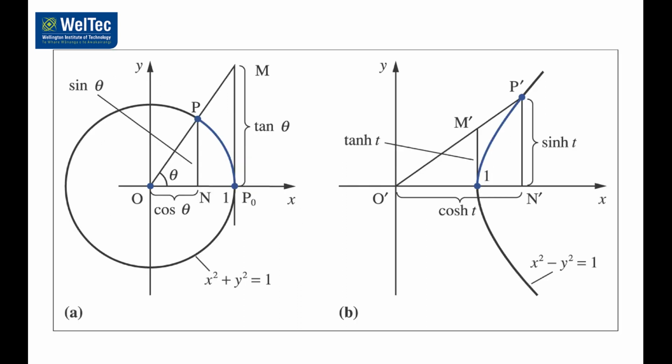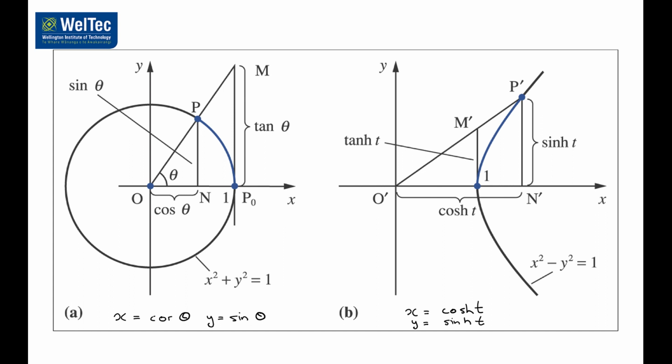The analogy between circular and hyperbolic functions: the circle has parametric equations x equals cos theta, y equals sine theta, and you know all that because that's just ordinary trigonometry. The hyperbola has parametric equations of x equals cosh t, or theta, whatever, and y equals sinh, like that.